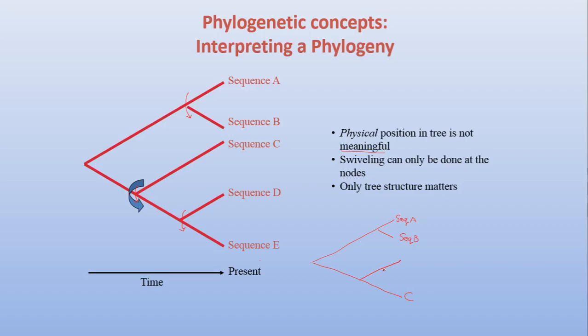Okay, and again you would have sequence D and E. So this tree is perfectly analogous to this tree. That is what I want to demonstrate over here, that the physical position of the sequences or the species will not really matter. It is only the structure of the tree that would matter. How these sequences are related to each other, that is what needs to be properly understood from such a tree.